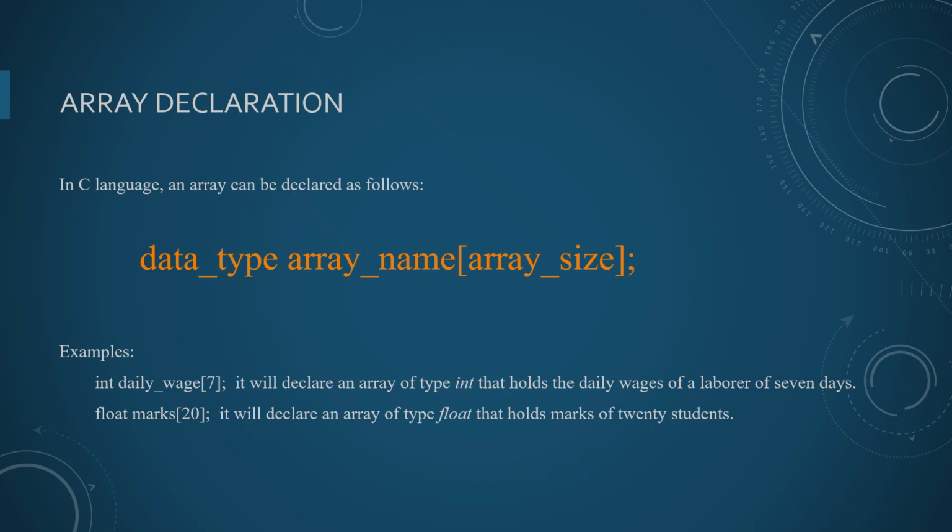As you can see in the examples, int daily_wage[7] will declare an array of type integer that holds the daily wages of a laborer for 7 days. Similarly, float marks[20]. Here, float is the data type, marks is the array name, and 20 is the array size.